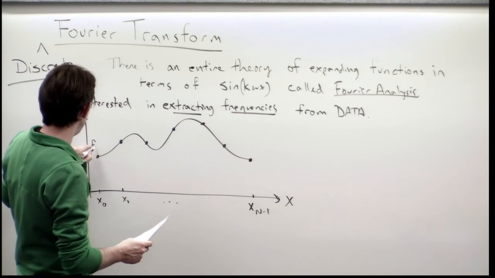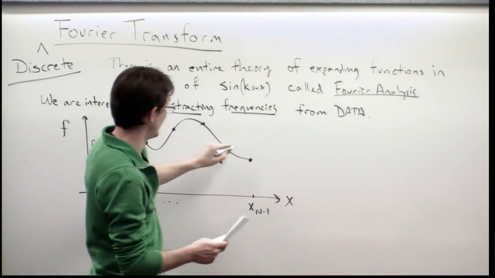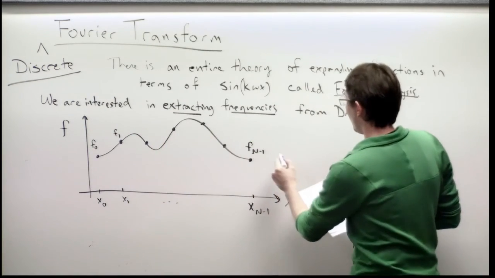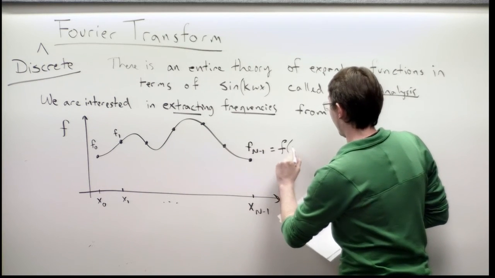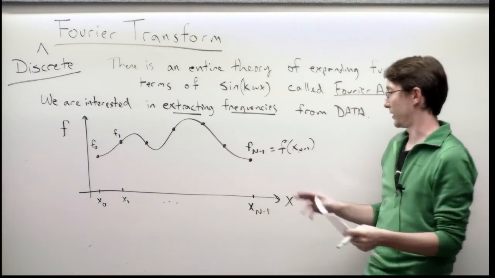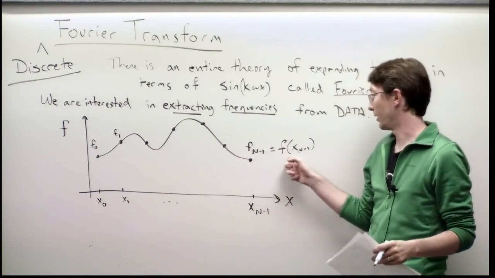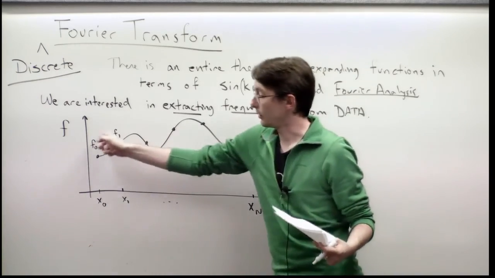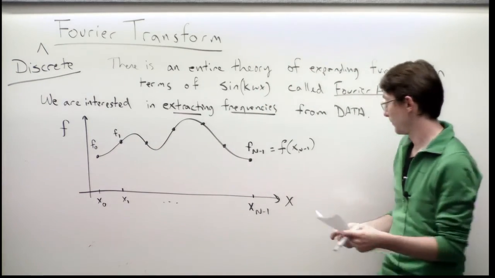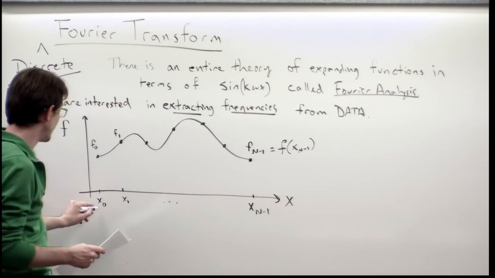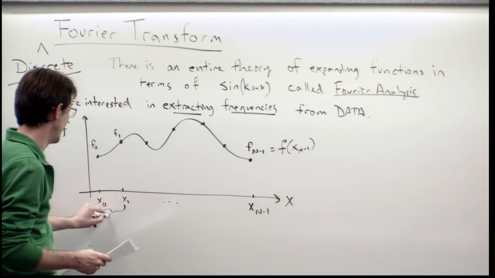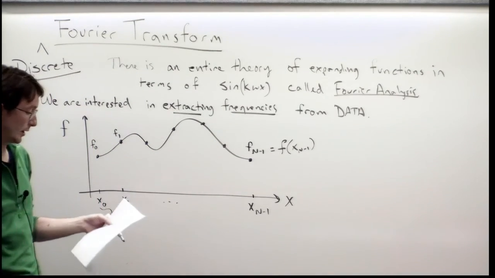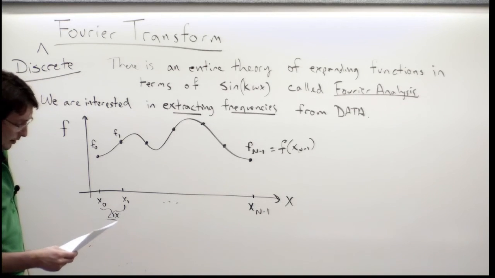I'm going to call this F0, F1, all the way up to Fn minus 1, where Fn minus 1 is equal to F of Xn minus 1. We assume that there is a smooth, well-behaved function underlying this, but all I know are these data points. And we might assume that these are separated by a delta x, some fixed increment where I'm sampling. That's a pretty good assumption.